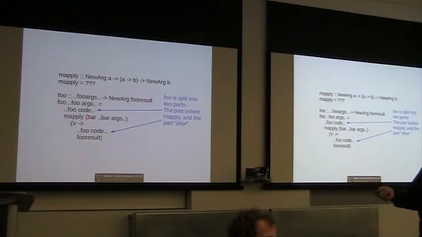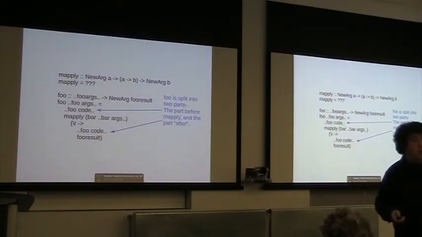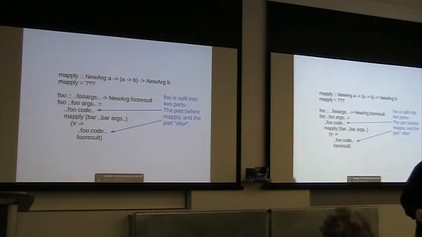Okay. So you have mapply bar bar args. Yeah. Then the next line, the lambda r. Does that correspond to the a to b in the type signature of mapply? Yes. So this closure right here is going to be the a to b we turn in here. So a is going to be the type of whatever bar returns. B is going to be a foo result. Does that make sense? Yes. Are you less lost? Less lost.